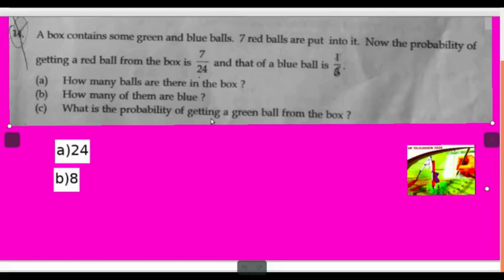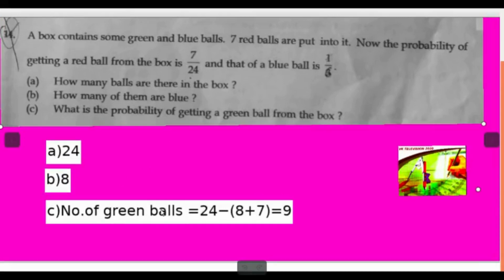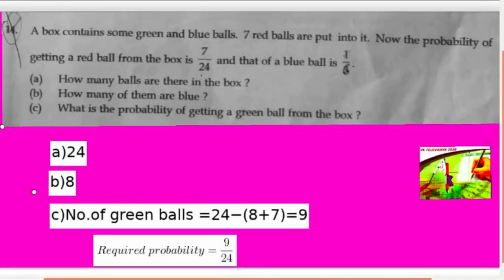What is the probability of getting a green ball from the box? The number of green balls is equal to 24 minus 8 plus 7, which is 9. We have 7 red balls and 8 blue balls, so the remaining number of green balls is 24 minus 15, which is 9. So the required probability is equal to 9 by 24.